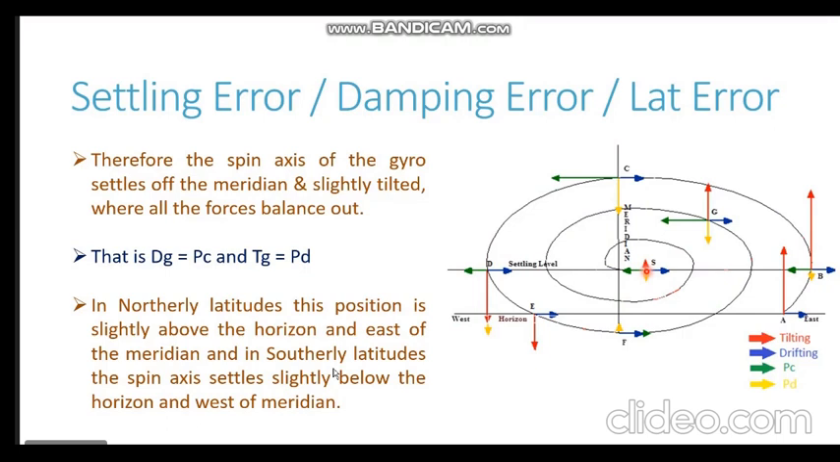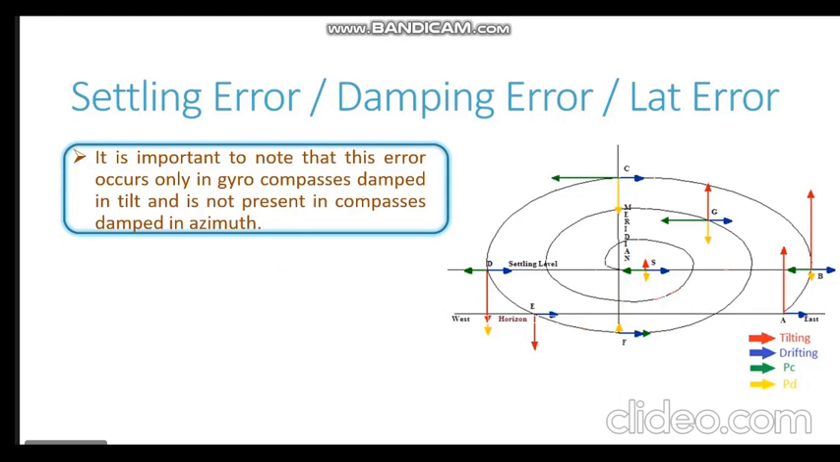precession. The position is slightly above the horizon and east of the meridian, as we see in the diagram. And if we go to south latitude, the spin axis settles slightly below the horizon and west of the meridian. So I hope it is okay up to here, beta. Clear?